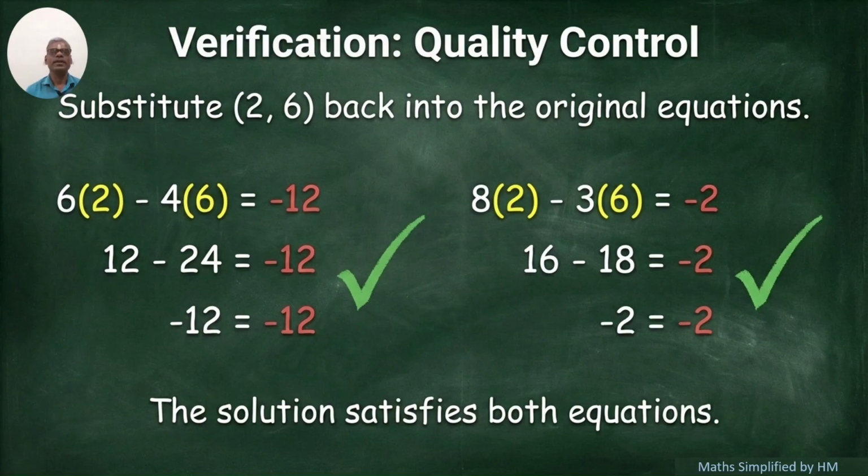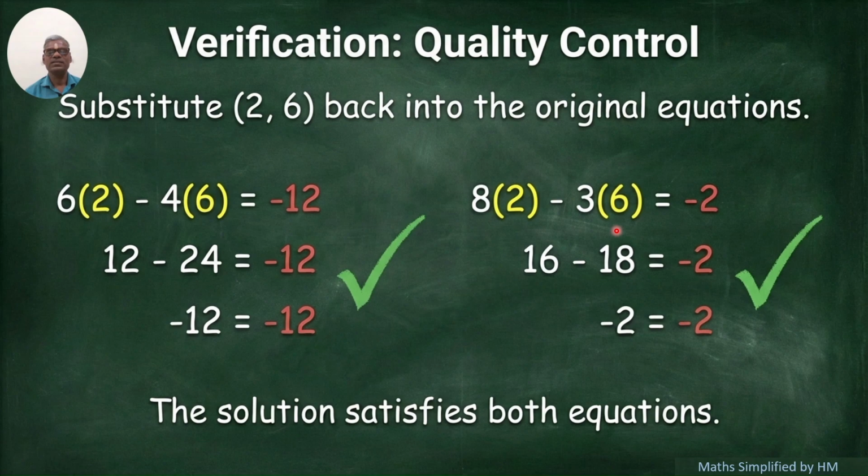Verification, quality control. Let us substitute 2, 6 back into the original equations. Equation 1, 6x minus 4y is equal to minus 12. 6 into 2 minus 4 into 6 is equal to minus 12. Simplifying this, we get minus 12, which is equal to the RHS, minus 12. So this is the correct statement. We substitute 2 and 6 in the second equation.